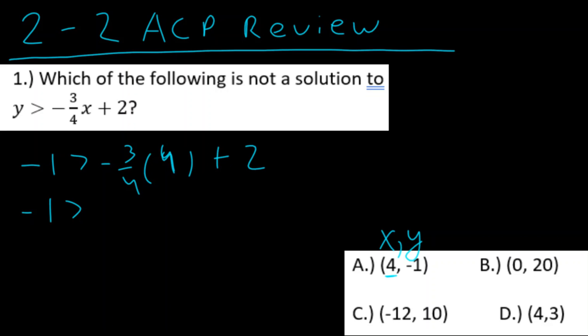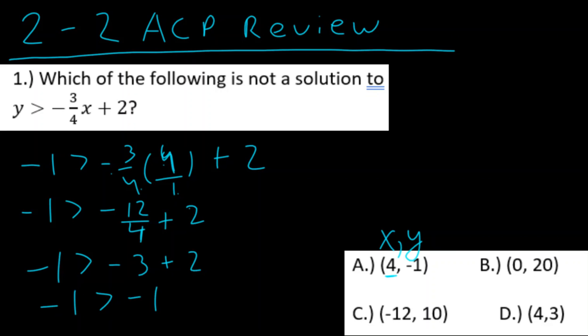So -1 stays the same, and here negative 3 over 4 times 4 over 1, well, negative 3 times 4 is negative 12 over 4 times 1 is 1. Oh, I'm sorry, 4 times 1 is 4, plus 2. Now right here we have -1 is greater than, and negative 12 divided by 4 is in fact negative 3 plus 2. And -1 is greater than, negative 3 plus 2 is -1.